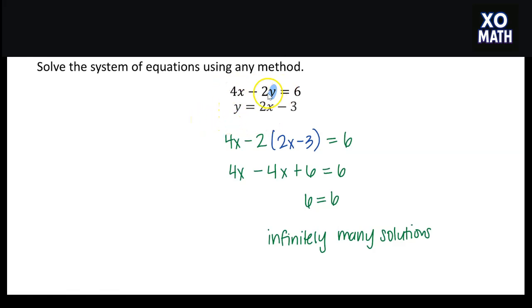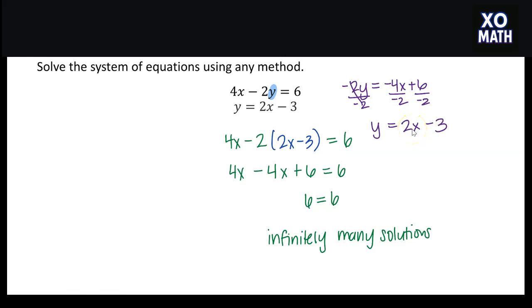And we can show that if we solve the top equation for y and write it in slope-intercept form. So if we did that, we have negative 2y is equal to negative 4x plus 6. So I'm subtracting 4x from both sides of the top equation. Then I'll divide both sides by negative 2. I'll end up with y equals positive 2x minus 3. So it wasn't obvious at first, but we can see that these are actually the same line.